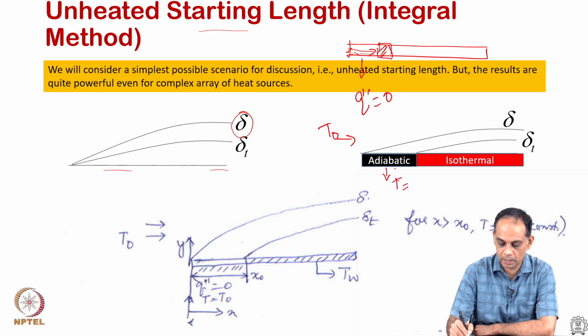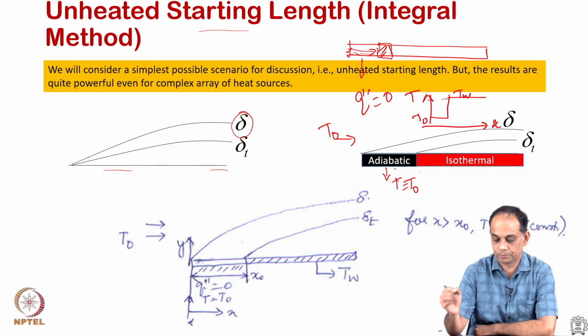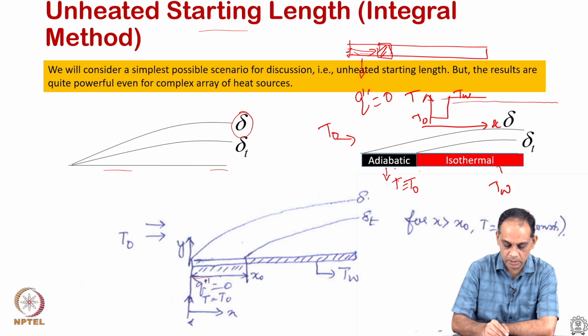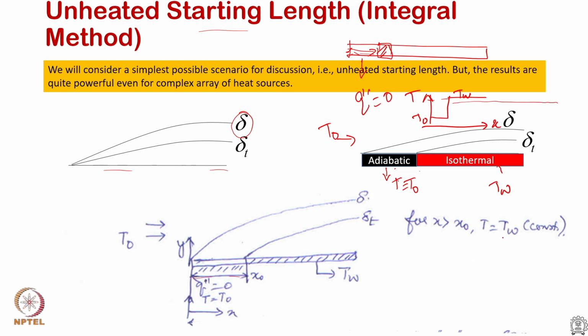So, T over that region is also T naught, however, here the temperature rises as a step function to T wall. If this is x, this is my temperature, this is T naught, and this is T w. So, the temperature rises to a certain value and is held constant. That is the isothermal condition. So, if this distance is x naught, for x greater than x naught, T equals T w. For x less than x naught, T is equal to T naught at the wall.